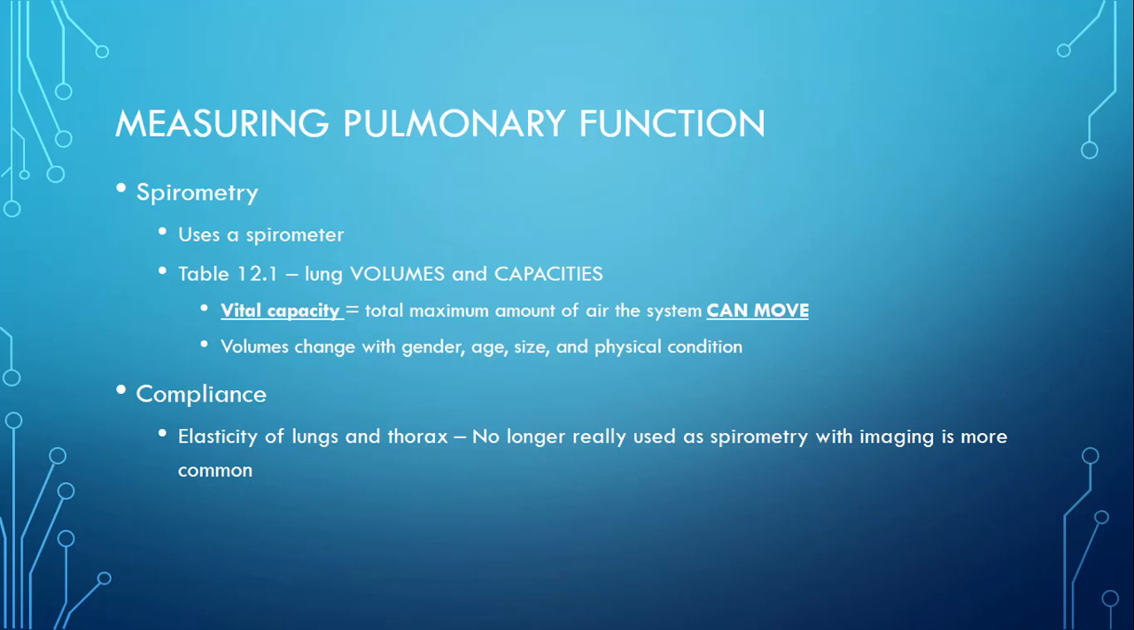It also mentions compliance is another way of measuring for COPD, which is chronic obstructive pulmonary disorders, which include a lot of diseases in that range. But it's not used so much anymore. It used to measure the elasticity of lungs and thorax, but it's no longer really used because spirometry, along with things like medical imaging, MRIs, CT scans, and real-time echocardio equipment, radiography, Doppler systems, we can actually see lungs a lot better now rather than relying on compliance testing.